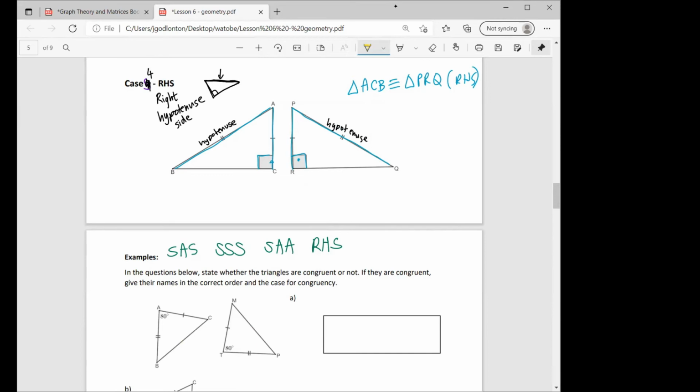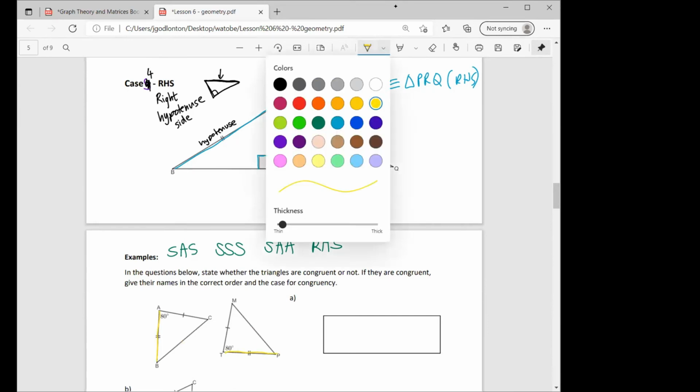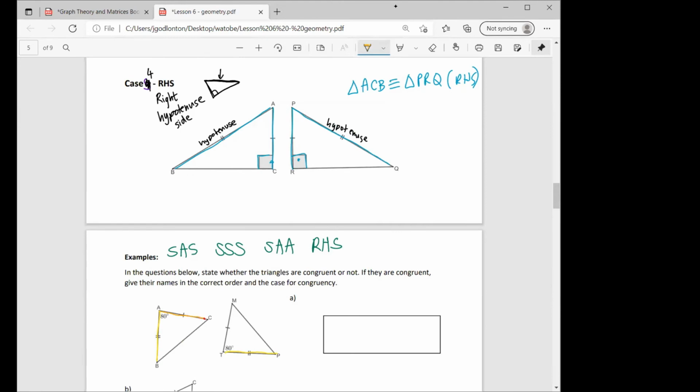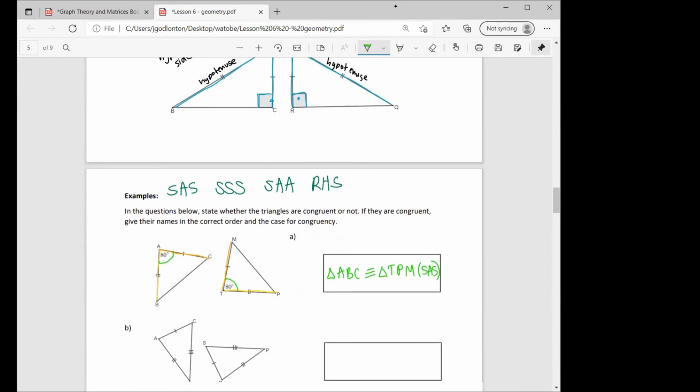There we go. We've got some sass coming in because AB is the same as TP. That's a side. And we can see that AC is the same as TM. That's another side. And then they've told us that angle A is the same as angle T, which is an angle. And so we could say triangle ABC is congruent to triangle TPM because of SAS, side, angle, side. So we're looking at which one of those things is there.